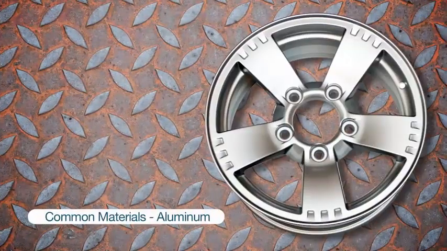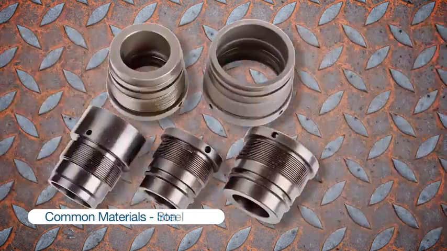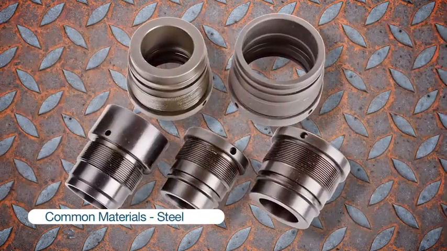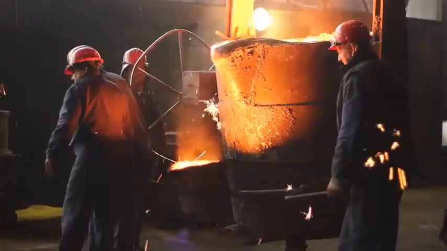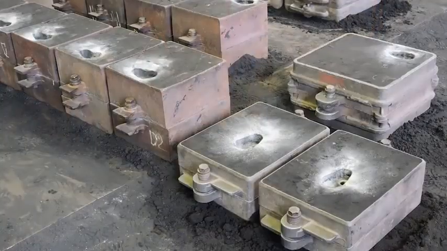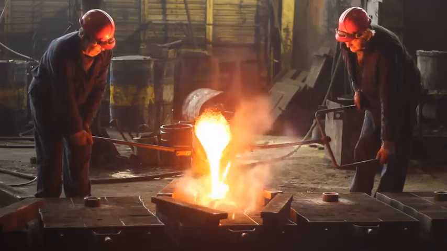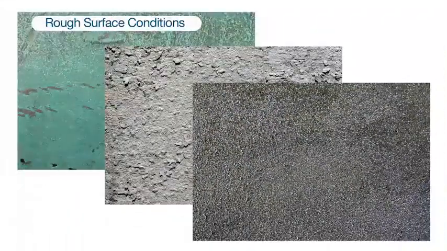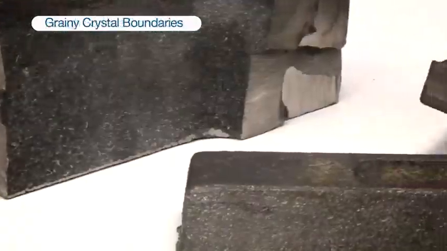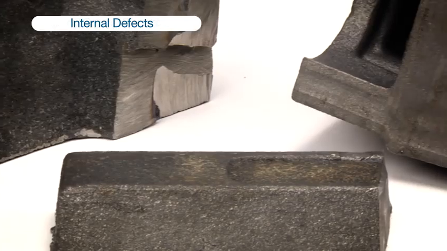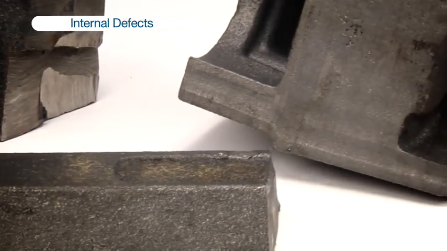Common materials include aluminum, iron, and steel, but other metals may be used as well. Cast components are manufactured by pouring molten hot metal into a sand mold. The molten metal is then cooled and solidified, forming the part. As a result of the manufacturing processes, castings generally end up with rough surface conditions, grainy crystal boundaries, and have the potential for internal defects.